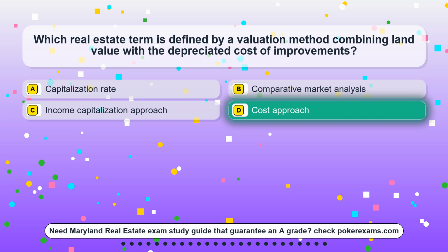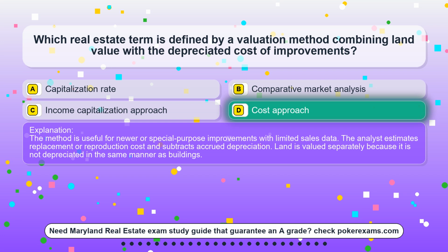The correct answer is option D, cost approach. The method is useful for newer or special-purpose improvements with limited sales data. The analyst estimates replacement or reproduction cost and subtracts accrued depreciation. Land is valued separately because it is not depreciated in the same manner as buildings.